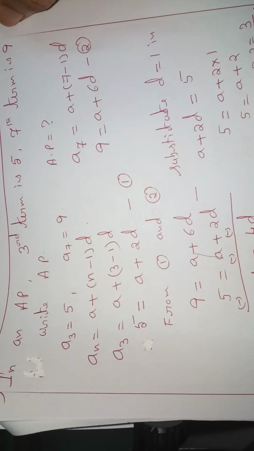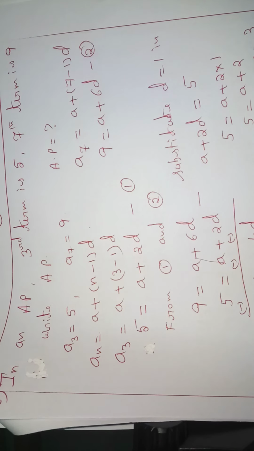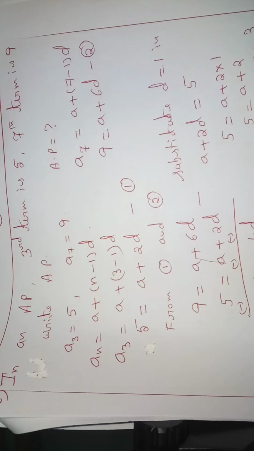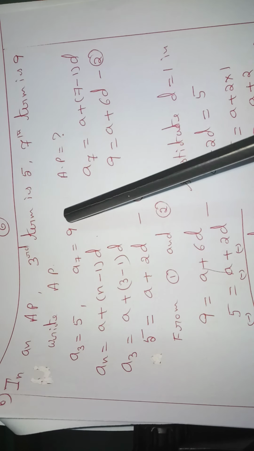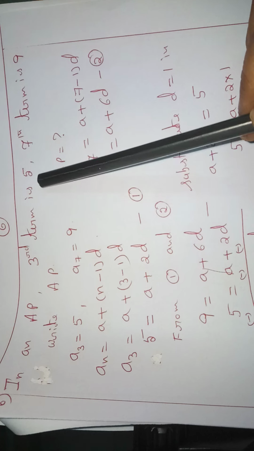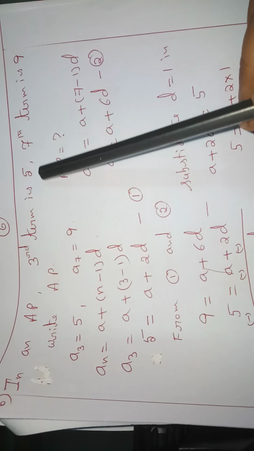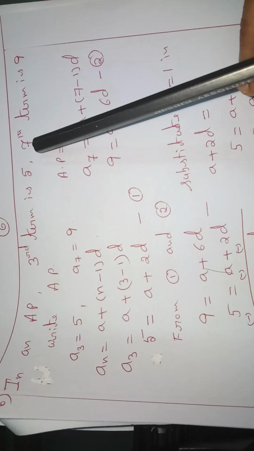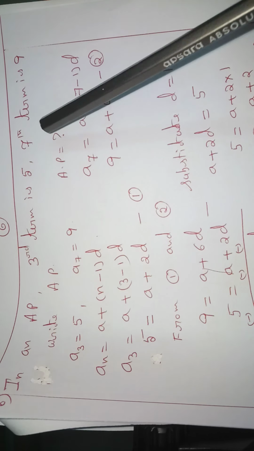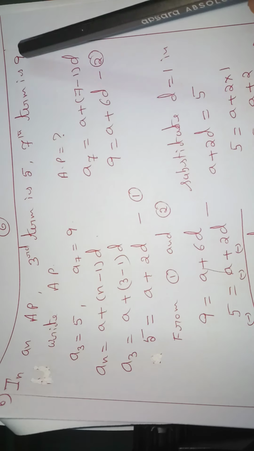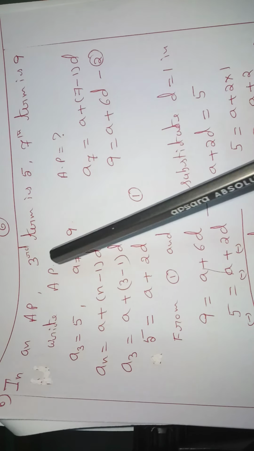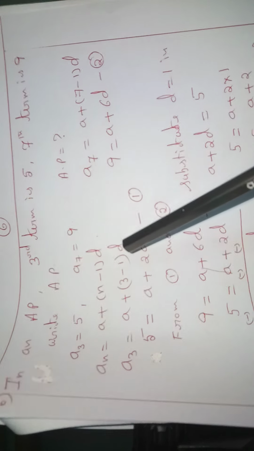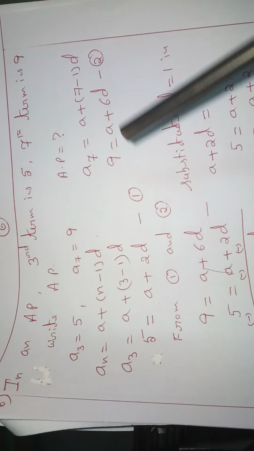Shall we copy the next sum? In an AP, third term, you can write A3 also in short. Third term is 5. Seventh term is 9. How do you write seventh term? A7. A3 is 5, A7 is 9. Write AP.